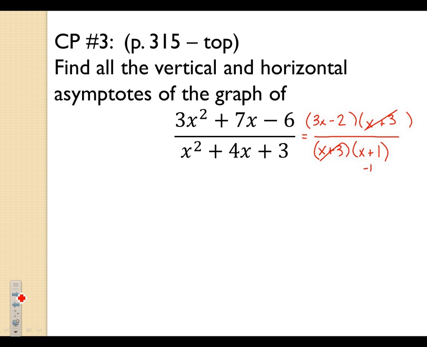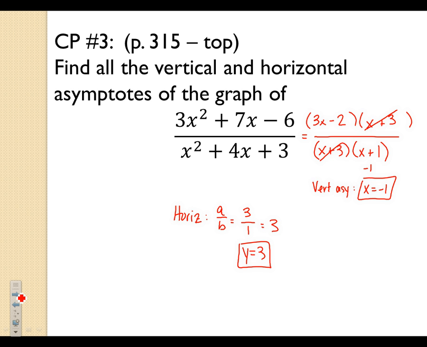So -1 is the zero that's going to lead us to our vertical asymptote. So our vertical asymptote is x equals -1. Okay, horizontal asymptote. Go back to comparing the degrees. We have degree 2 in both cases. So again, we're going to do that a over b ratio. The lead coefficient for the numerator is 3, and the lead coefficient for the denominator is 1. So with us getting a ratio of 3, y equals 3 is our horizontal asymptote.